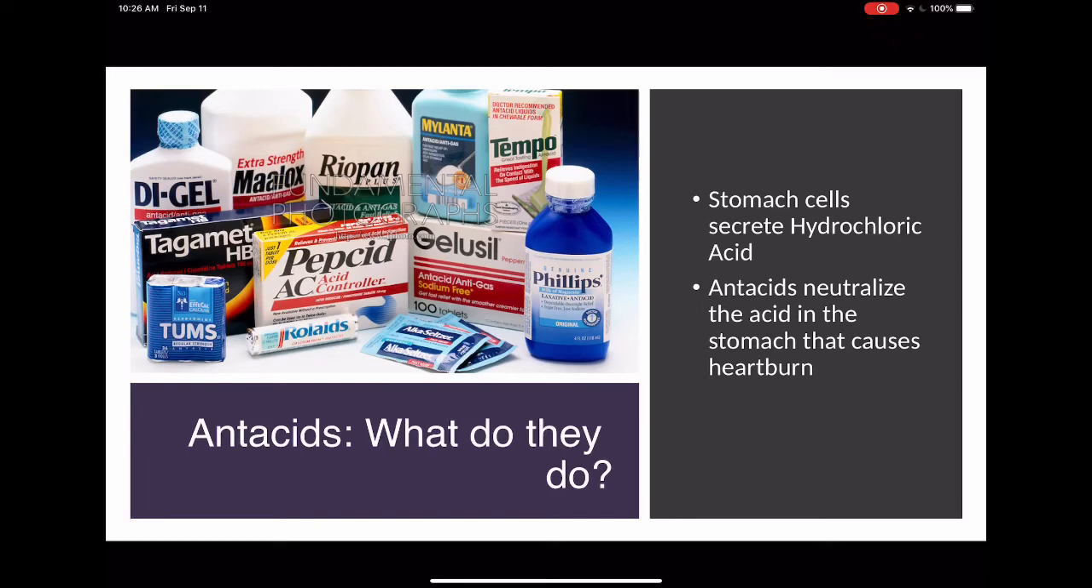So antacids, this might be something that you could do a little bit at home or just think about. Stomach cells, like I've said, secrete hydrochloric acid. If you've ever had heartburn, it is very painful because that hydrochloric acid is seeping up into your esophagus, and there's no protection in your esophagus for that acid, whereas we have mucus and lining in the stomach, so you start to feel that pain. Antacids will neutralize the acid in the stomach that causes heartburn. It counteracts the acid. It basically moves it to a more neutral pH, and then it stops hurting.